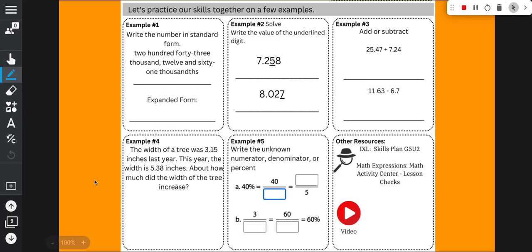All right, it is now time for you to try. Give the bottom half of your note sheet a try. Pause the video. Resume when you're ready to check your answers.